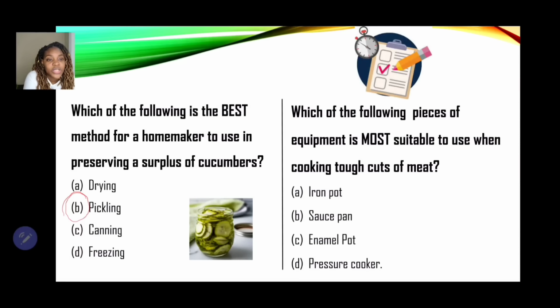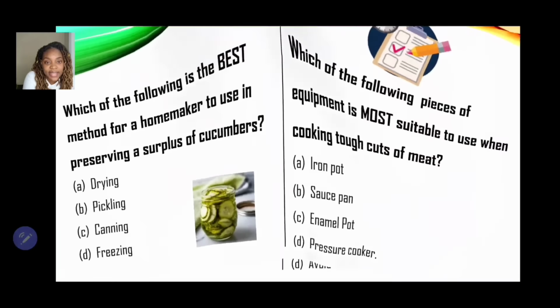Good. Which of the following pieces of equipment is most suitable to use when cooking tough cuts of meat? A, iron pot. B, saucepan. C, enamel pot. And D, pressure cooker, right? The ideal answer here is pressure cooker, as what the pressure cooker does is to force steam through the food so that it can cook at a quicker time.